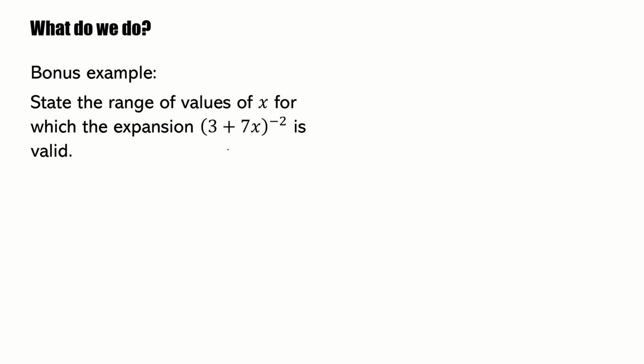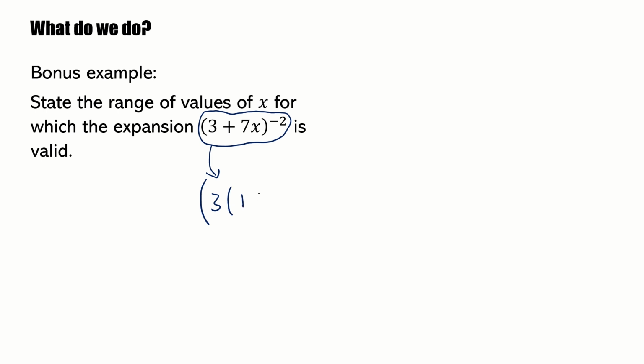And in case you're wondering what the valid values were for expansions that don't have just a 1 plus some algebra inside the brackets, like for instance here we've got 3 plus 7x all to the power minus 2, a big clue of how we deal with the valid values goes back to how we deal with these sort of expansions in general. What we've got to do is realise the formula doesn't work if it's not just 1 plus something inside the brackets. So first thing we have to do is factorise 3 out of the 3 plus 7x.